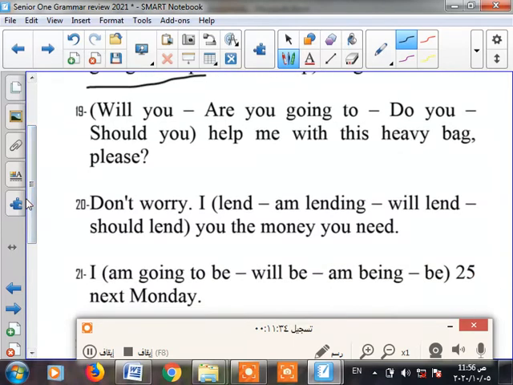Number 19. Will you or are you going to, do you or should you, help, and draw a circle around the word help. Help me with this heavy bag, please. Whenever you find the word help, whether it's a request or an offer, you are requesting help or you are offering help, you have to use will. So will you help me? Will you help me with this heavy bag? Will you help me do the homework? Or if you are offering help, you can say I will help you carry this heavy bag.